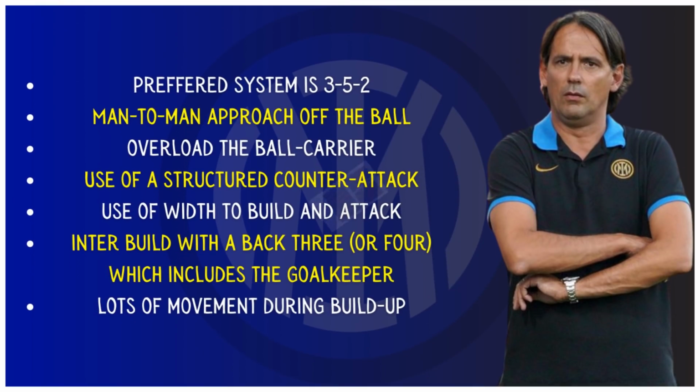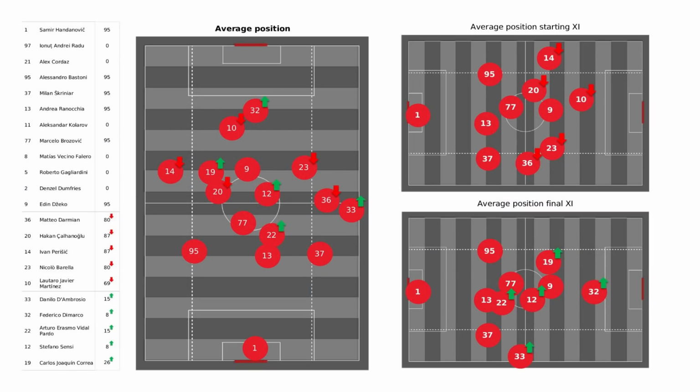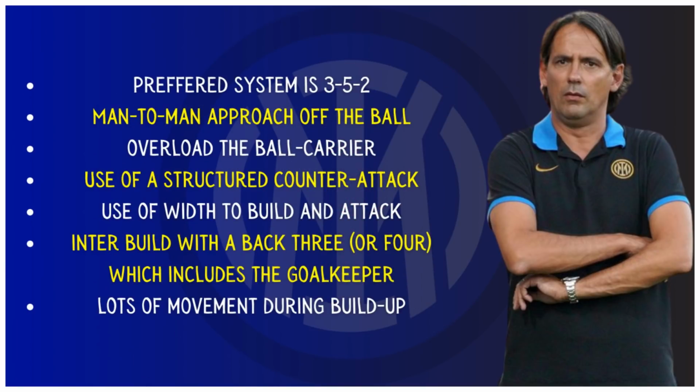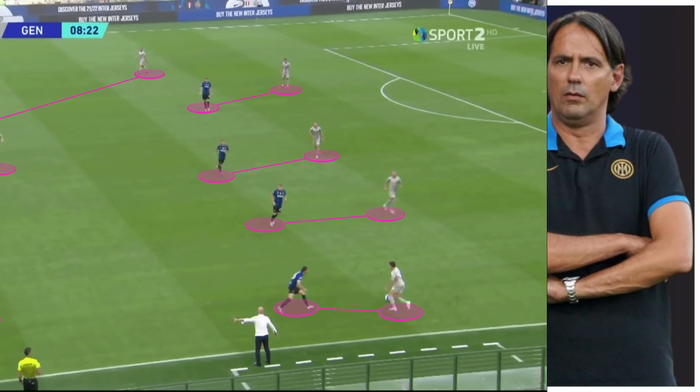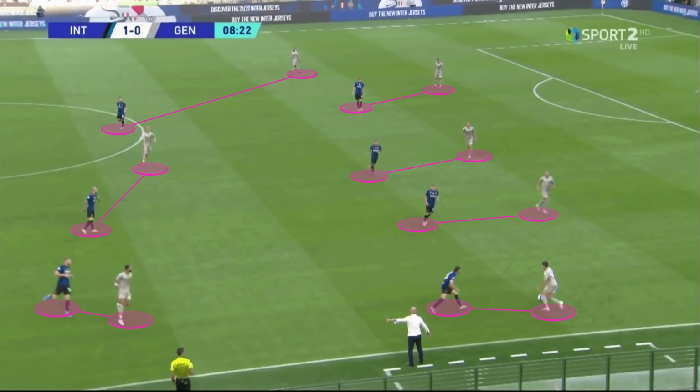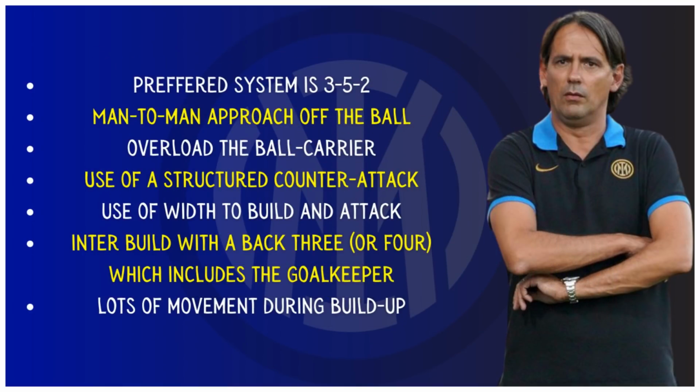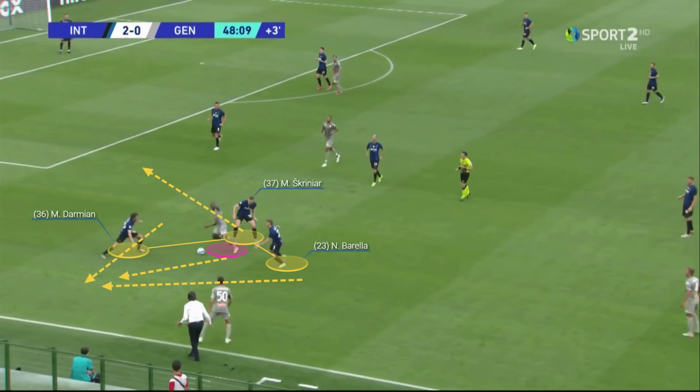So far, Simone Inzaghi has preferred the 3-5-2 formation. Inter apply an aggressive man-to-man approach which helps them pressurizing the opposition and forcing them into losing the ball. They have an aggressive approach in terms of challenge intensity as they create 2 versus 1s and also 3 versus 1 situations surrounding the ball carrier, especially moving closer to their defensive third.